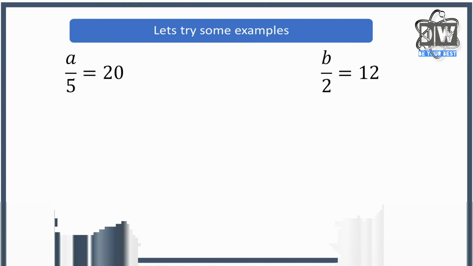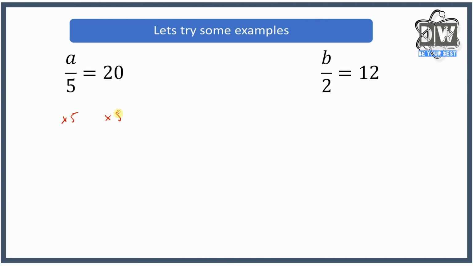Okay, so we've got a divided by 5. Just because it doesn't say divided, it's still the same thing. So what's the opposite? It's timesing by 5, both sides. Remember, we must times both sides because if we don't, it won't be balanced. So now I'm going to have a here. And what's 20 times 5? It's 100.